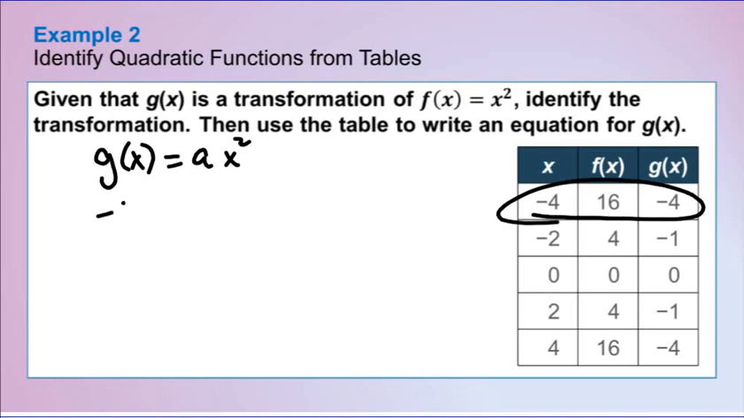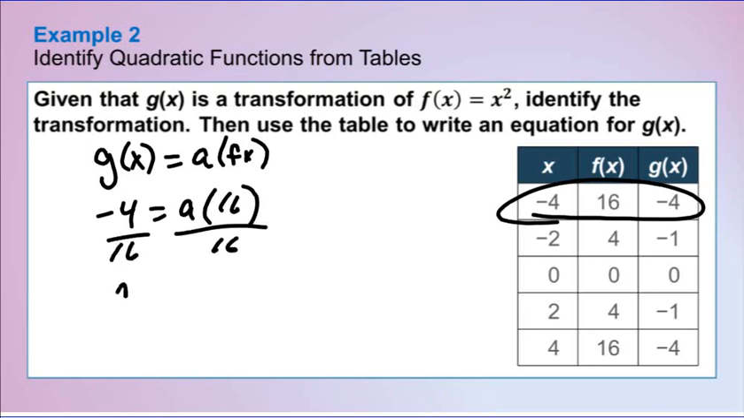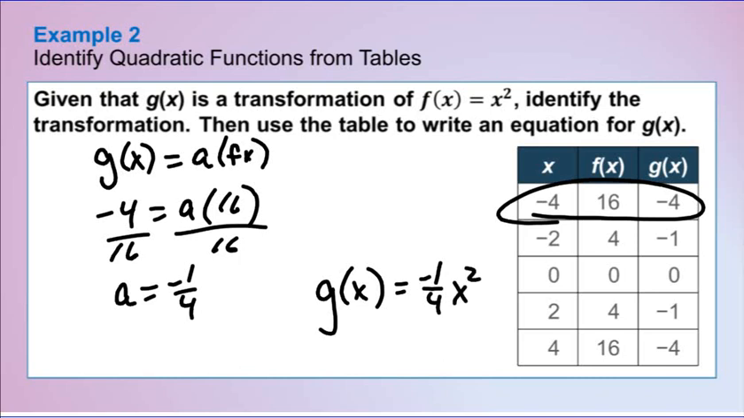So g of x is -4. Your x here, whatever your f of x is, that's going to be your x coordinate. So I need my a, and then my f of x, according to that, was 16. To find my a, I just divide by 16 on both sides, and a would equal -1/4. So now if I write my equation, g of x equals -1/4 times x squared.